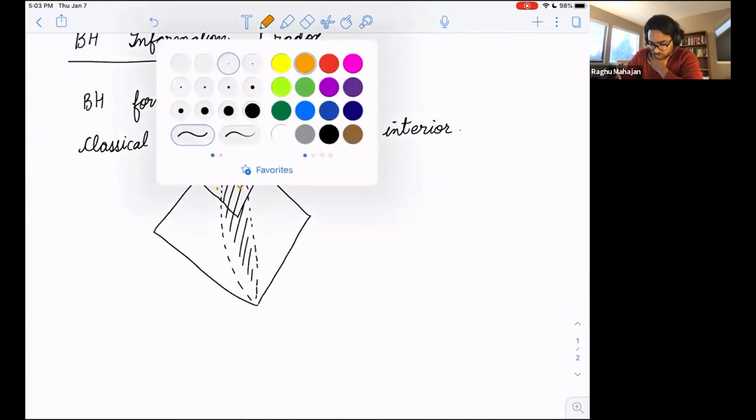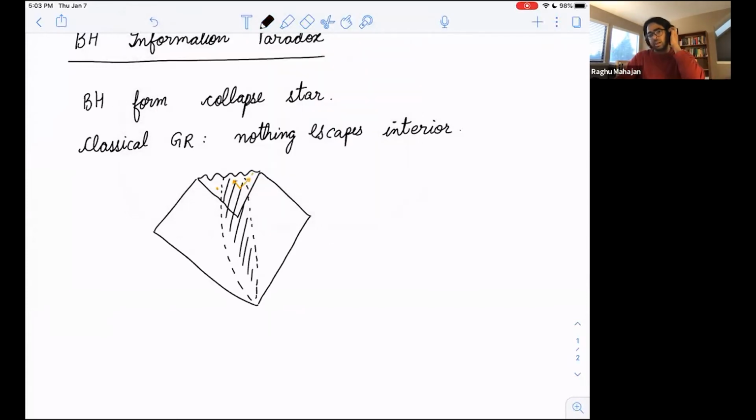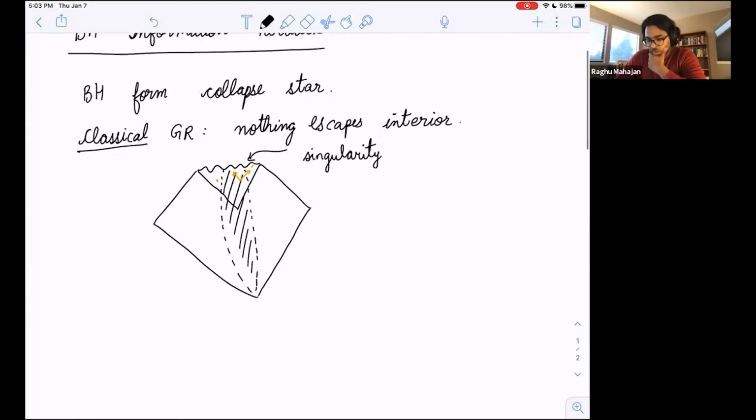Okay, so that's one feature of the black hole, that nothing escapes the interior. The other feature is the singularity. Singularity simply means that the gravitational forces are infinite at the singularity. Now, of course, classical GR is a classical theory, so some quantum effects have to come in near the singularity and prevent its formation. Maybe in a region of Planck size near the singularity, quantum effects kick in.